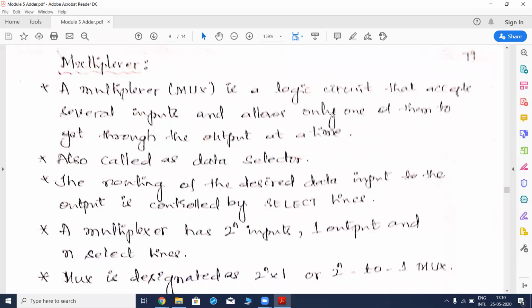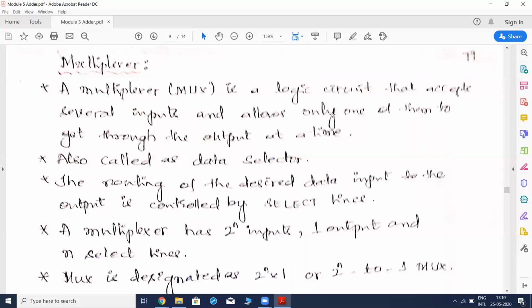In this session, we are going to discuss the multiplexer. Multiplexer, in short, we are calling it as MUX. So MUX is a logic circuit. This logic circuit will accept many inputs and it allows only one of them to go to the output at a time. That is called a multiplexer.